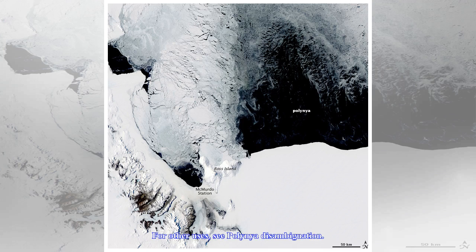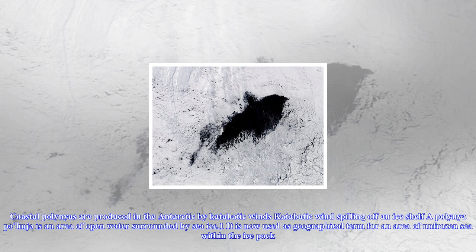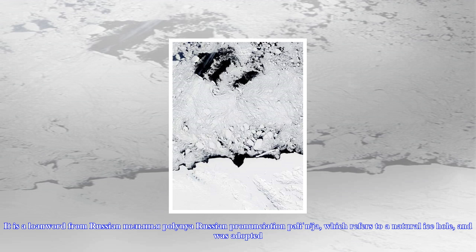Coastal polynyas are produced in the Antarctic by katabatic winds. Katabatic wind spilling off an ice shelf. A polynya is an area of open water surrounded by sea ice. It is now used as a geographical term for an area of unfrozen sea within the ice pack.